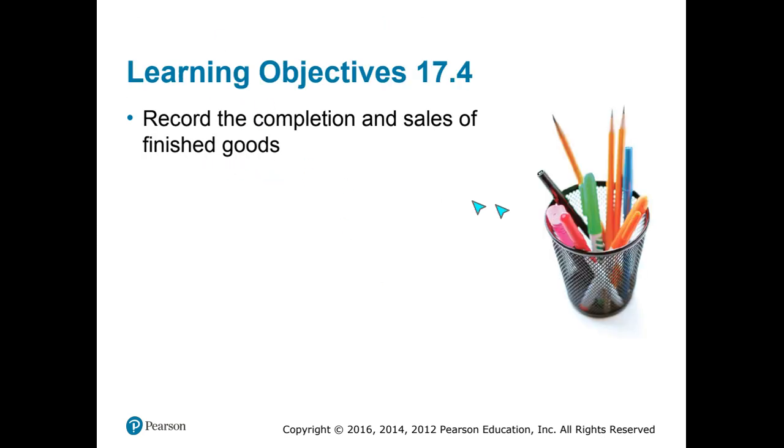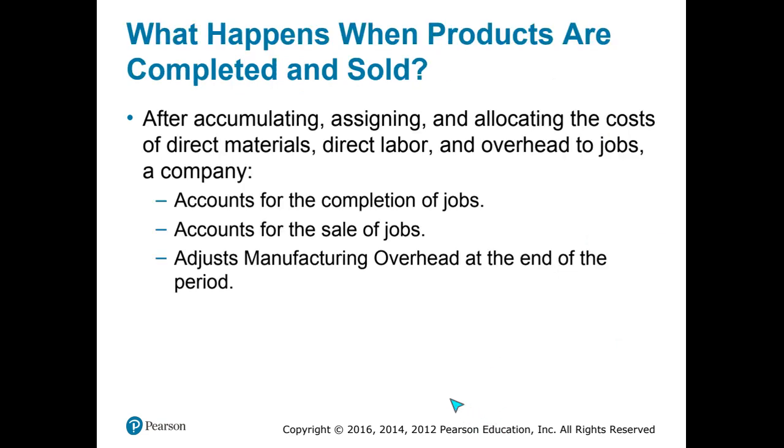Next, we're going to record the completion and sales of finished goods. So what happens when products are completed and sold? After accumulating, assigning, and allocating the cost of direct materials, direct labor, and overhead to jobs, a company accounts for the completion of the job, they account for the sale of the job, and they adjust manufacturing overhead at the end of the period.